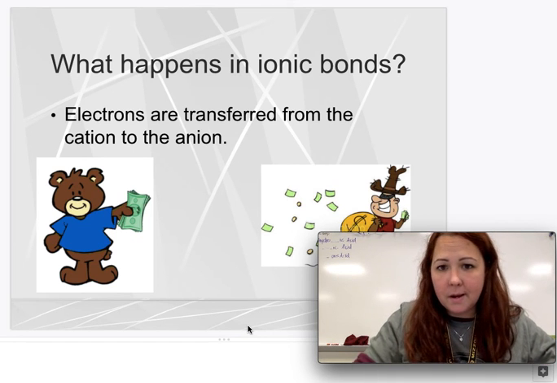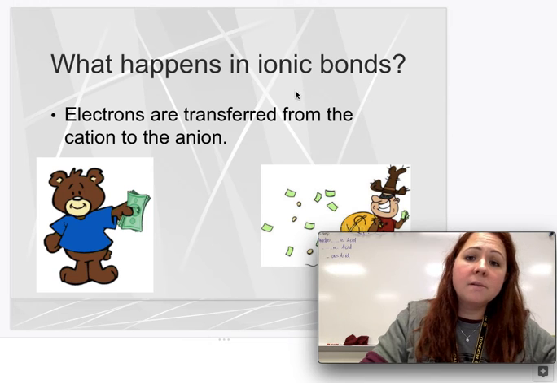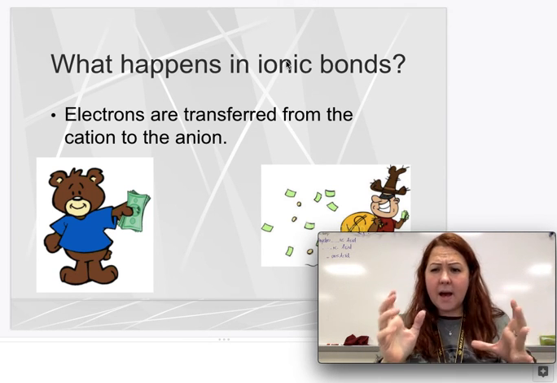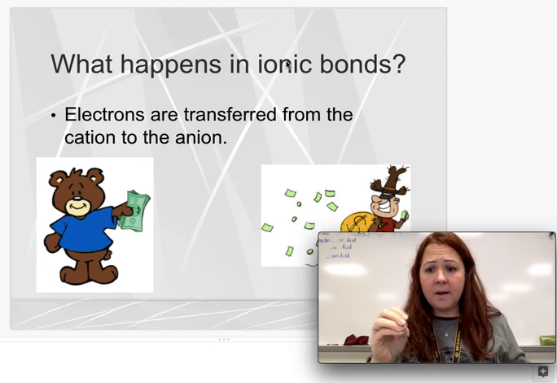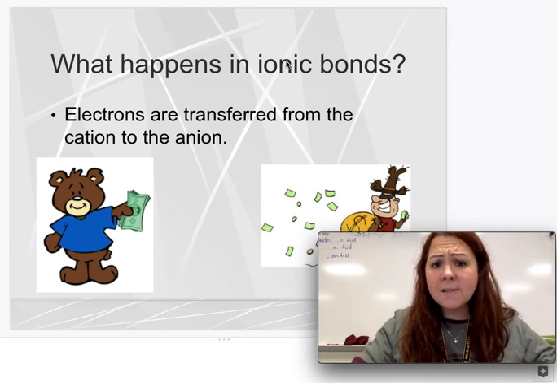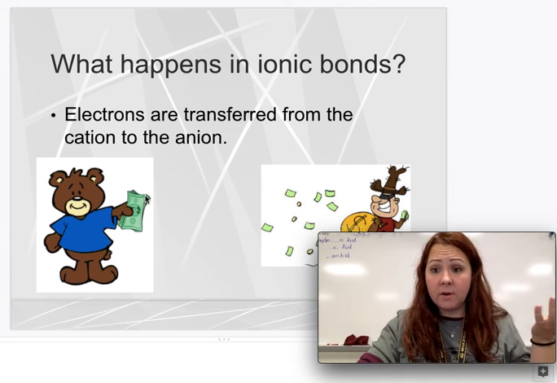Now, back to ionic versus covalent bonds. The first little bit of these notes, we're going to look at ionic bonds. And with your ionic bonds, remember you have a metal and a nonmetal. It's actually a cation and an anion. And with your cation versus your anion, what is actually happening here is your cation has extra electrons that it wants to get rid of.